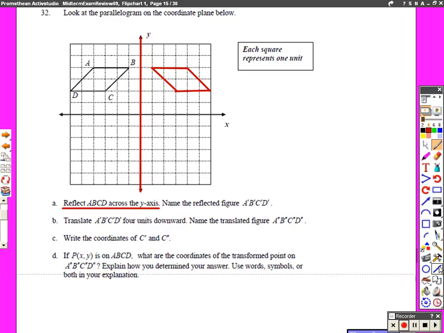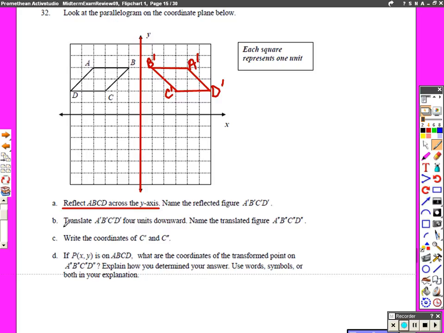What I'm going to do now is label the points. This is now B prime. A prime is now on the outside. This is now C prime, and D prime remains on the outside. Name the reflected A. Okay.